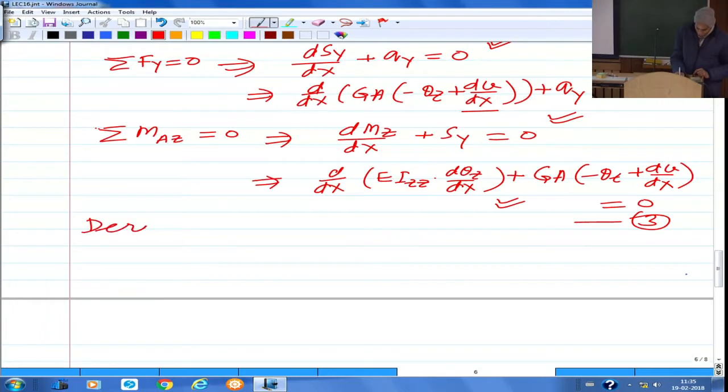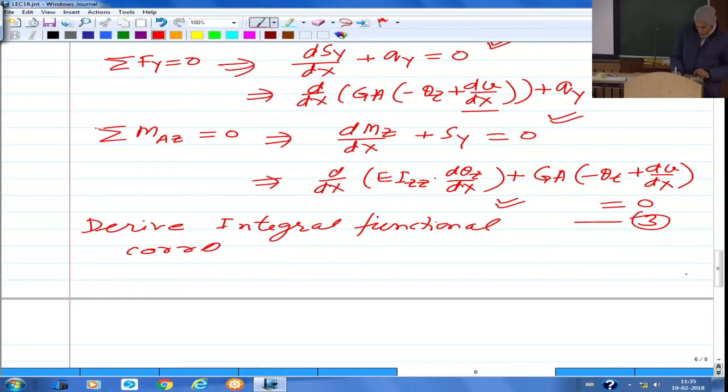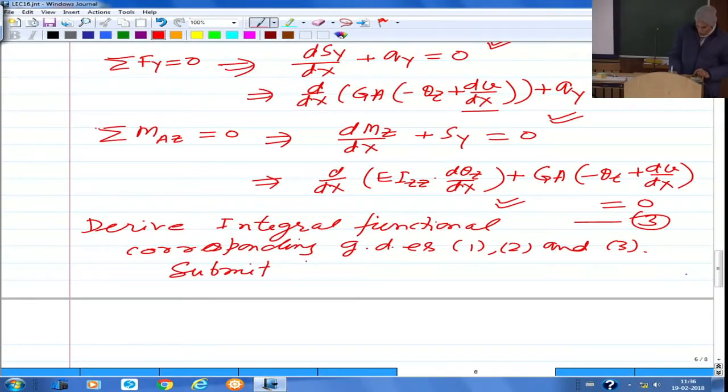Derive the integral functional corresponding to governing differential equations 1, 2 and 3. Submit on Thursday. Okay, so this is your assignment.